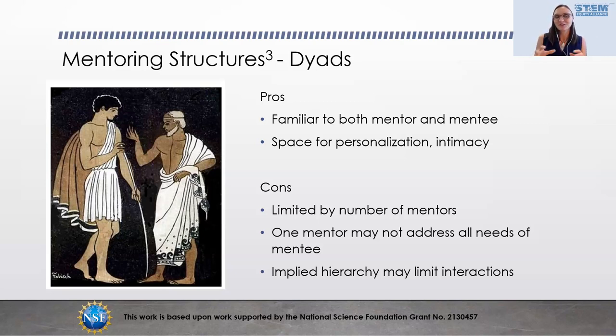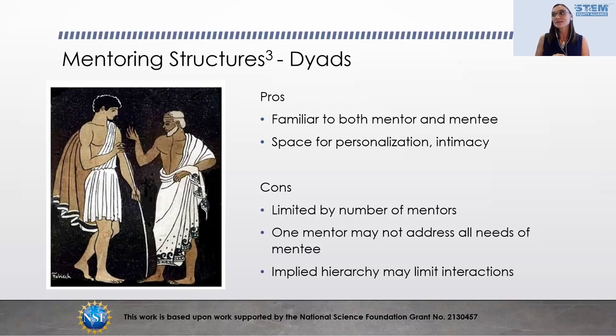You can tell me something and I will keep it confidential. But we tried the dyad relationship and it didn't really work for us. Some of the cons are what we talked about a moment ago. We're limited by the number of mentors. Because these relationships are really, really intense for both the mentee and the mentor, our mentor said, I can take on two mentees, but I can't take on any more than that. I have too many other things to do. And so we really felt like as our program grows, we're going to be limited.